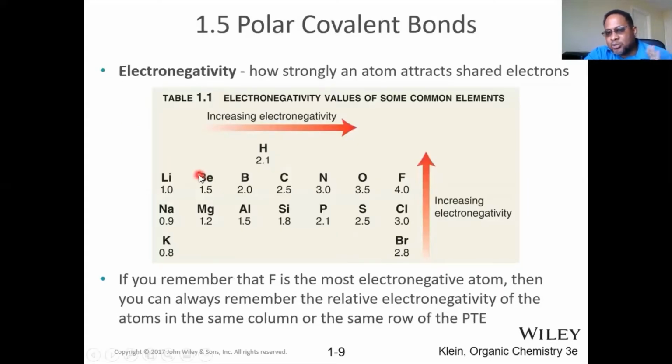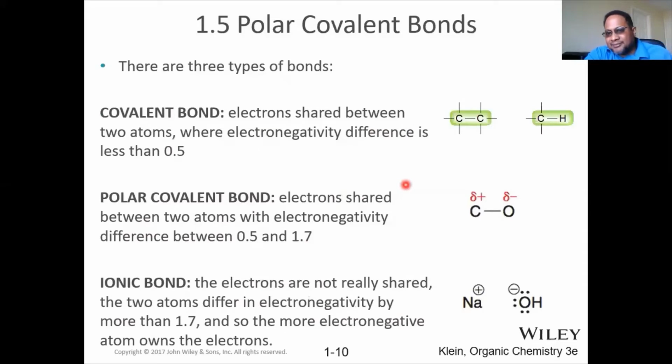Also, if we go back to the periodic table, you'll remember the term electronegativity. The trend is, as you go from left to right, electronegativity increases, because we're increasing the number of protons in the atom. And as we go from bottom to top, electronegativity also increases. Why is that important? It's important as it relates to bonding.